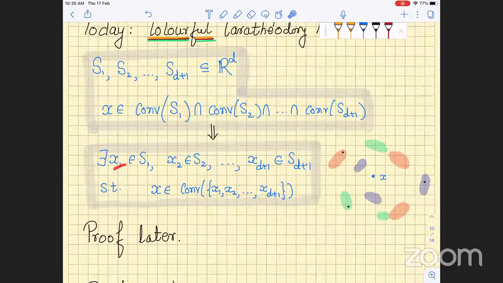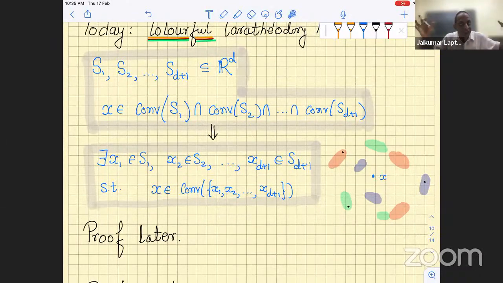These points are of different colors, and this point, when it looks around and sees who is generating me, sees all the colors. Okay, but one of each. Yeah.